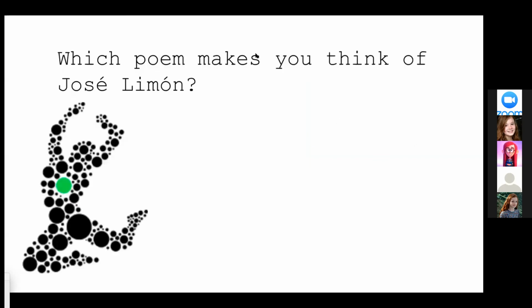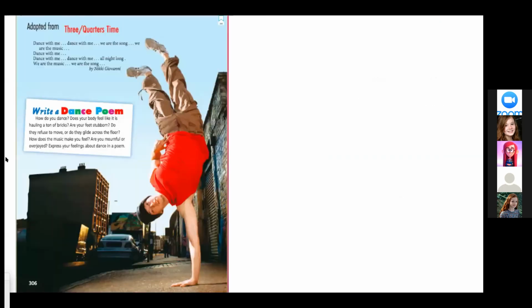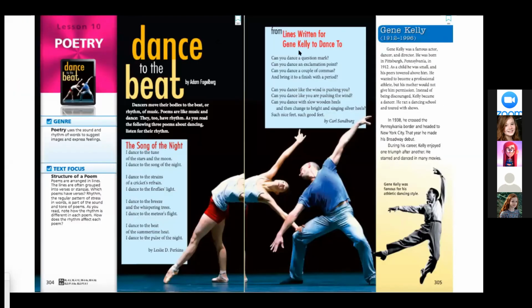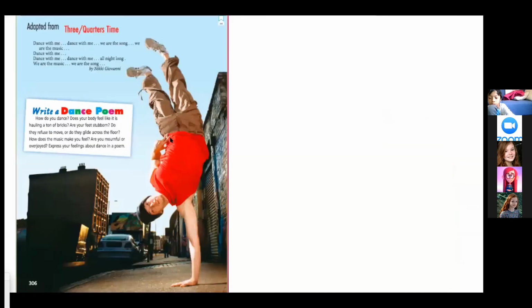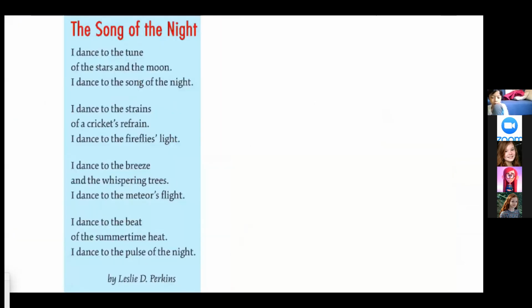All right, so let's think, which of those poems makes you think of Jose Limon? Out of all 3 of those poems that we just read, which one makes you think of Jose Limon? James? If you had to choose one poem that reminded you of Jose Limon, which one would you choose? The Song of the Night. And why do you think that one? What in this poem makes you think of Jose Limon?